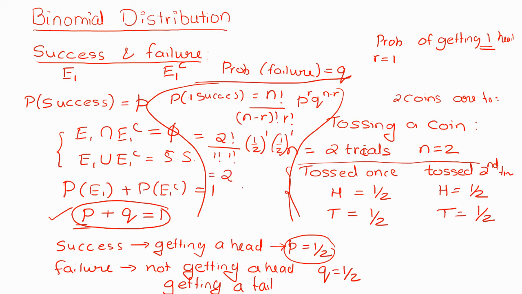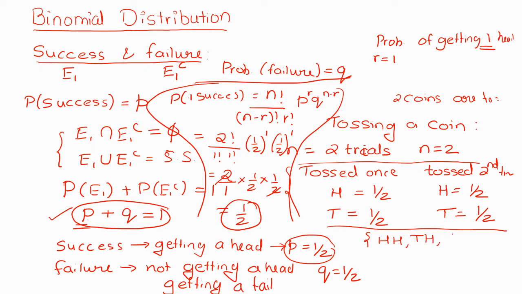So this comes out to be 2 factorial is 2, then 1 factorial into 1 factorial is 1, into half into half. So this comes out to be half. The total probability of getting one head is half. And if you check this by our earlier examples, when tossing coins gave the outcomes head head, head tail, tail head, and tail tail, the probability of getting one head was half. Okay, so these things are verified.